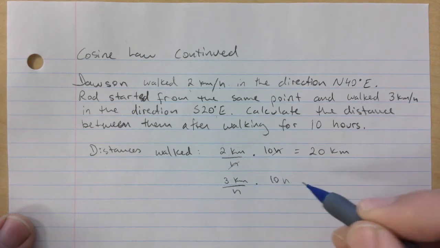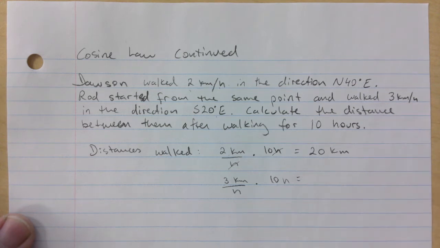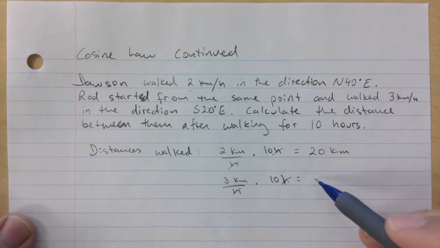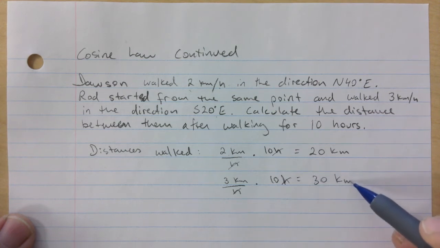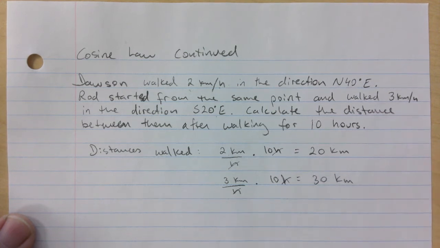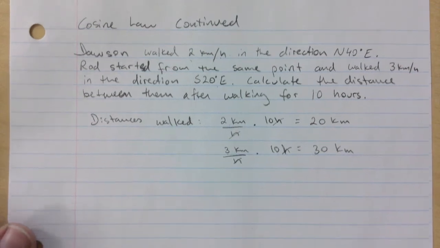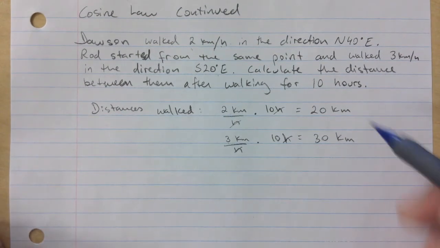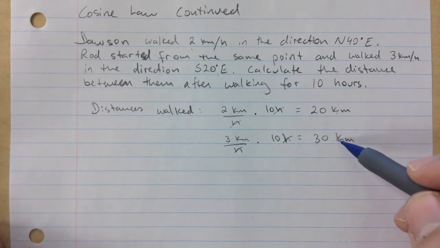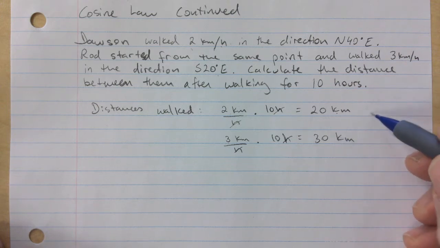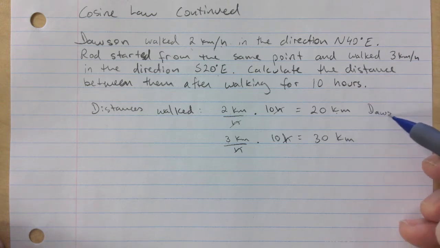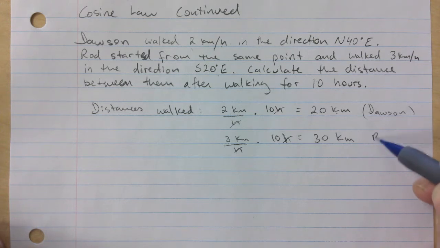So they would have to give you how much time has gone by, okay? And in order for you to know the distance traveled. So the hours cancel out, so it's 3 times 10, which is 30 kilometers here. Okay, so you have both distances that each of them have walked. So this would be Dawson, and this would be Rod.